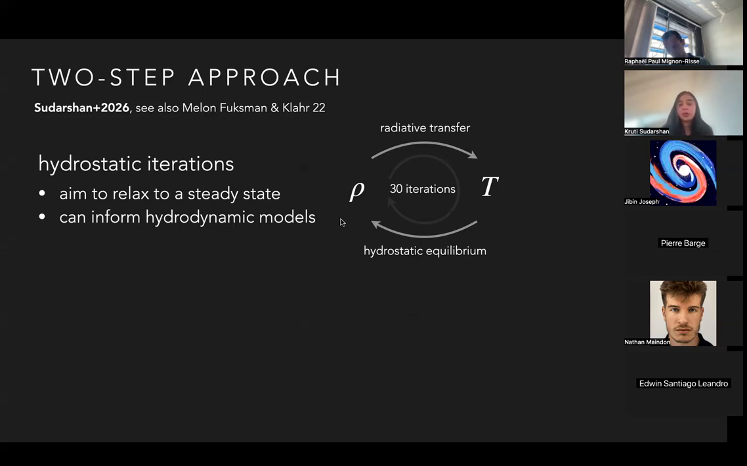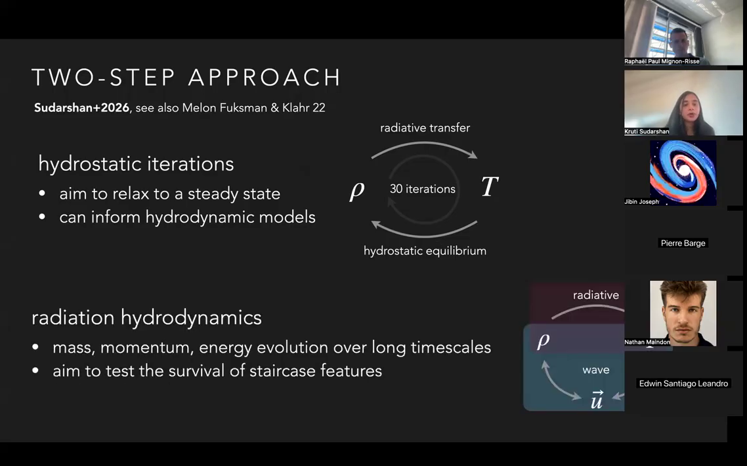So we iterate between the densities and the temperature. We go between the radiation transport and hydrostatic equilibrium, iterating them. And this is our hydrostatic simulations. And then we also do radiation hydrodynamics, where we evolve the mass, momentum and energy equations over very long timescales. Here, of course, is our most realistic scenario. We have radiation transport coupled with wave propagation. This is very important to study these staircase features.